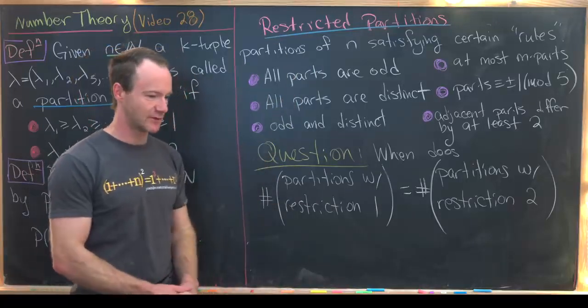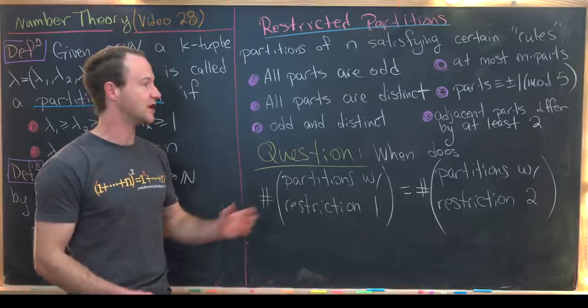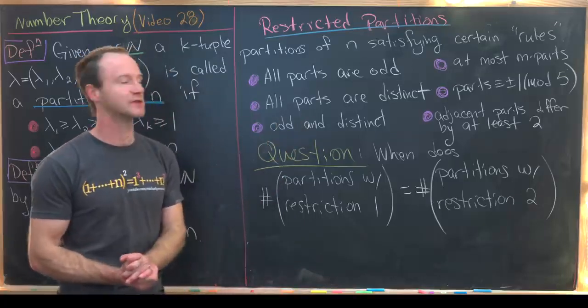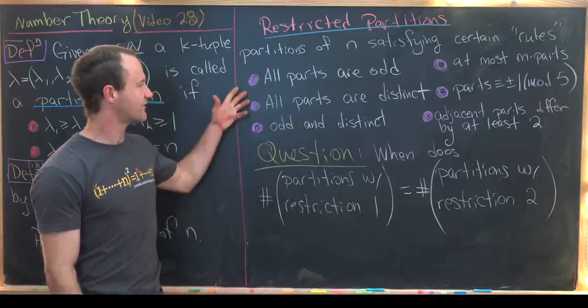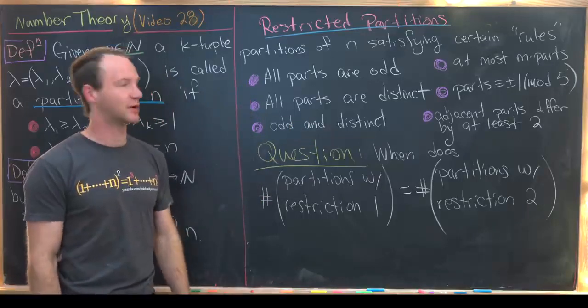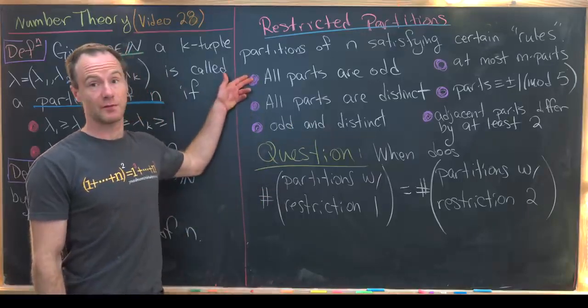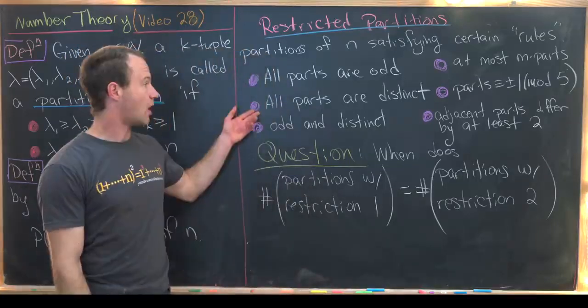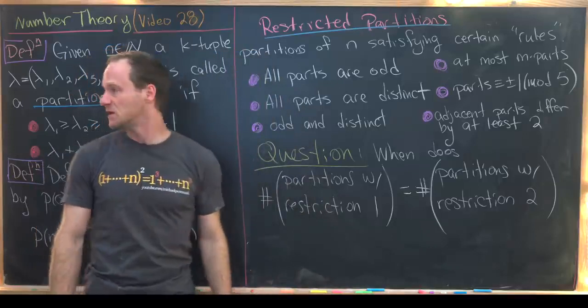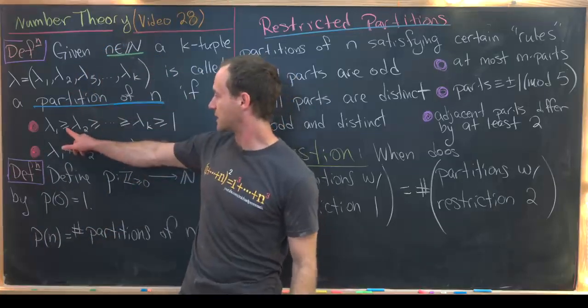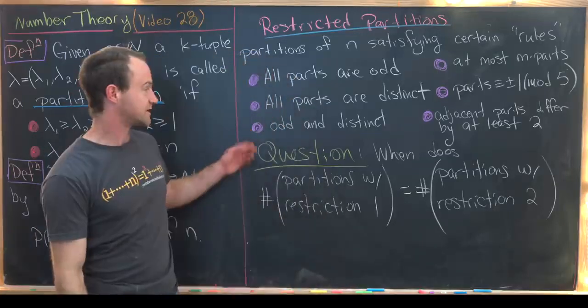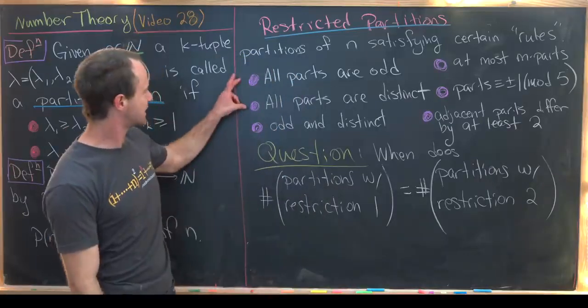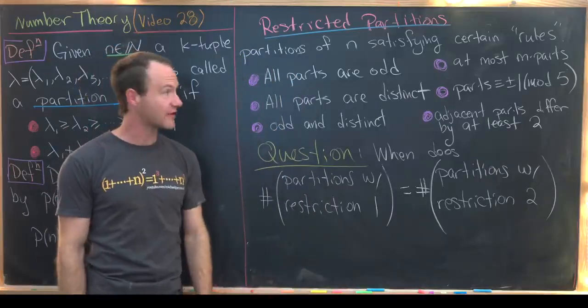We hinted towards some of these at the very beginning of the video when we looked at our very first examples of partitions. So here I've got 6 examples of restricted partitions. So maybe all of the parts are odd. So that means all of these lambdas are odd. All of the parts are distinct. So that would erase the possibility of having equality here. The parts are odd and distinct. So that's just putting these 2 restrictions together.